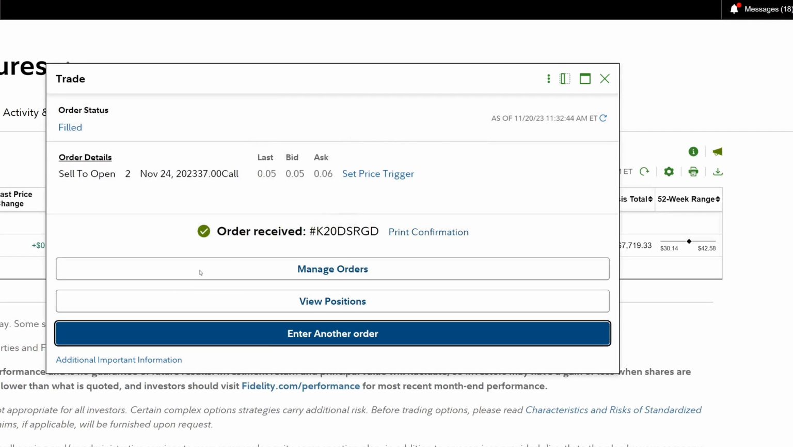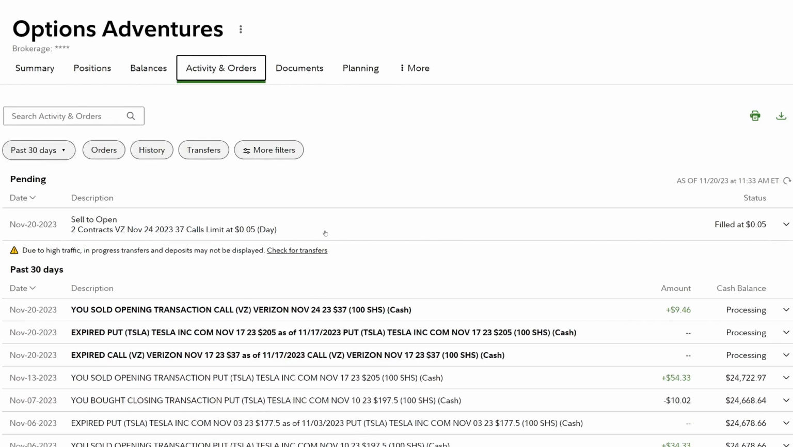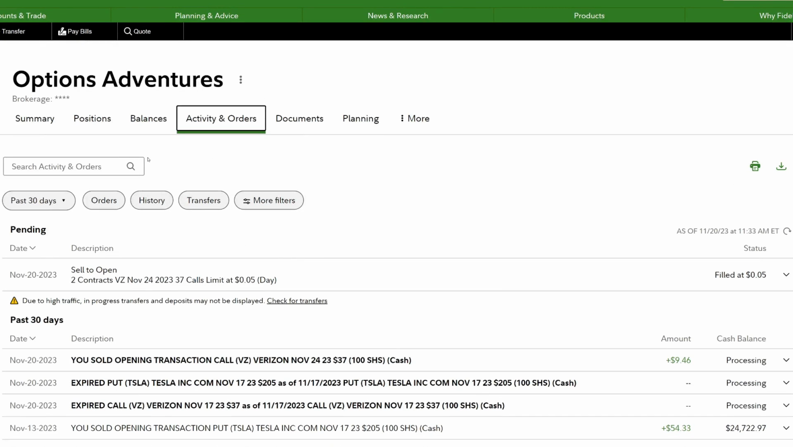Then we give it a second or 2, and let me pull up the activities to see if it got filled. Alright guys, so I pulled up the activities. You'll see that what was pending did actually get filled. We got the sell to open for 2 covered calls, filled at 5 cents, and you'll see that we did collect money from this. Let me pull up the positions again.